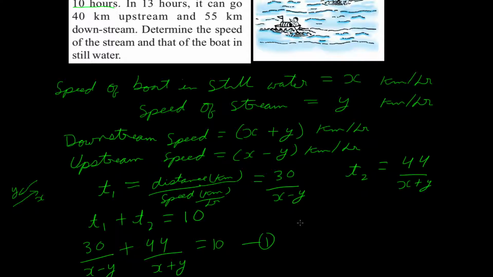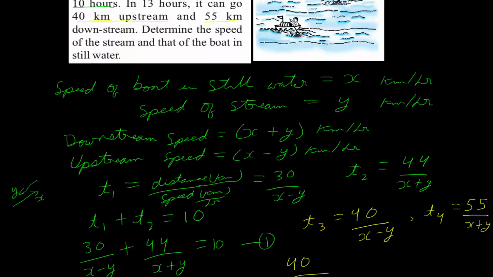Now for the other part, in 13 hours it can go 40 kilometer upstream. Let's say this time is t3. So t3 will be 40 kilometer divided by the upstream speed, x minus y. Similarly, t4, what do we have? 55 kilometer downstream, so 55 divided by the downstream speed. What is the speed during downstream? x plus y. And now we have the total time, 40 by x minus y plus 55 divided by x plus y is equal to 13 hours. This is our equation 2.